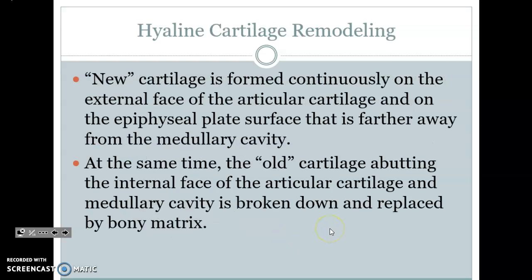So new cartilage is formed continuously in the external face of the articular cartilage, and that is again protecting your joints and keeping those bones safe through movement. Old cartilage in the internal face of the articular cartilage and medullary cavity, which is in the middle of the bone, is broken down and replaced by bony matrix, which is the solid structure of the bone.